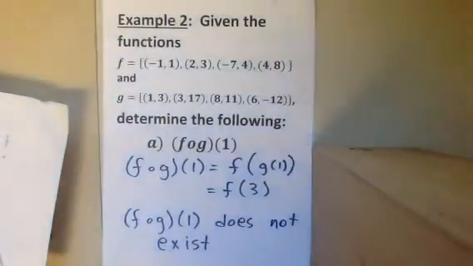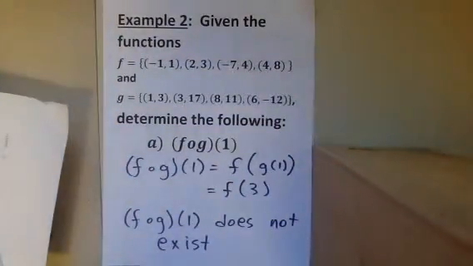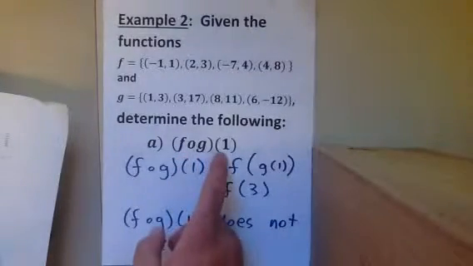Okay, let's do another example. We're given the functions f and g in set notation form. So we've got 4 ordered pairs in the function f, and 4 ordered pairs in the function g. We want to know what's f of g of 1.